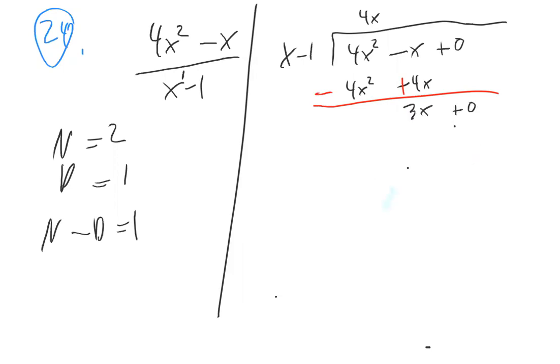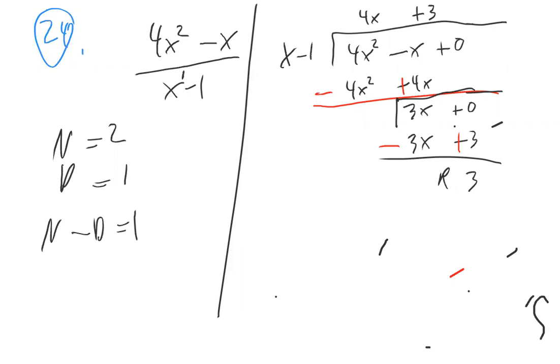And then divide it again. So divide the first term, x into 3x is positive 3. Then multiply back by both, 3x minus 3. Switch the signs, negative and positive, and then add that up. So that's 0, and then 0 plus 3 is 3. But x doesn't go into 3, so the remainder is 3. And the oblique asymptote is y equals 4x plus 3. So we're done with the oblique asymptote. That's that part of the answer.